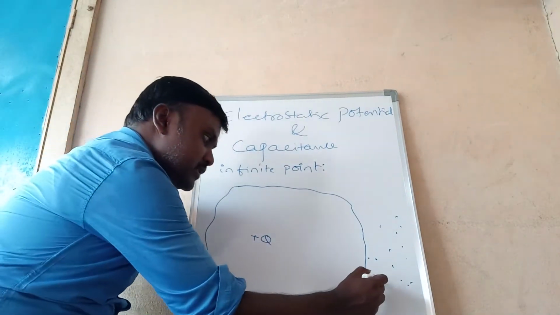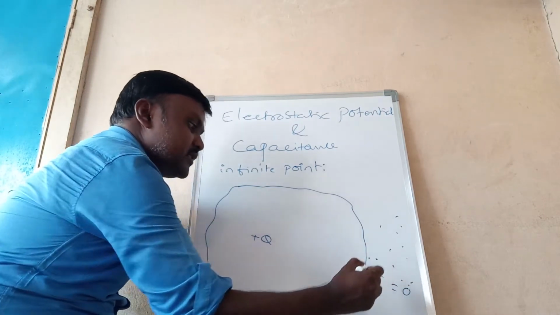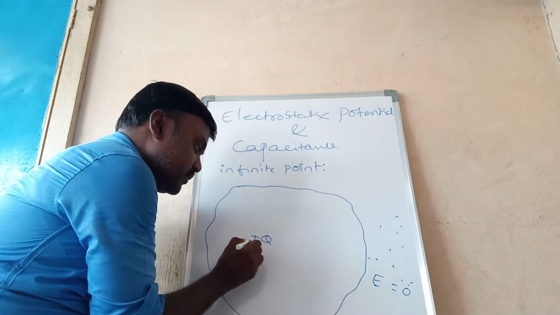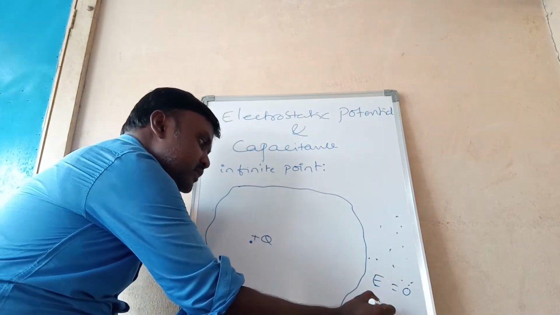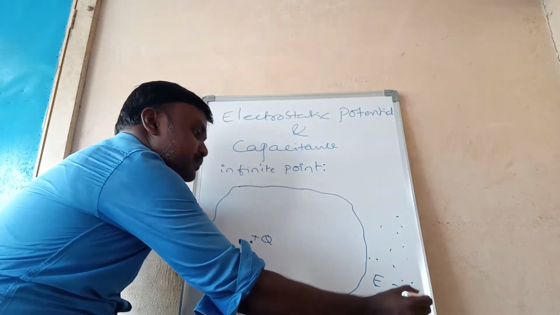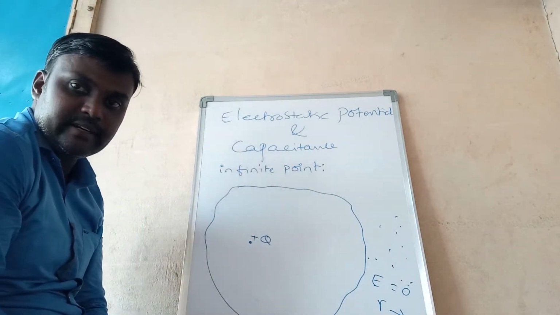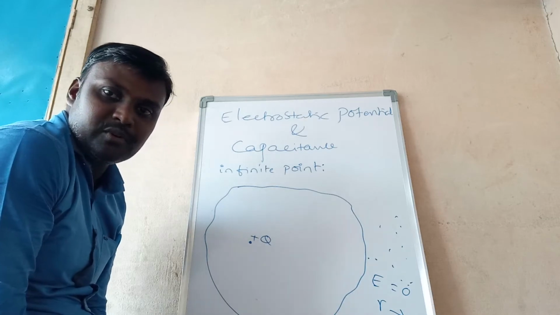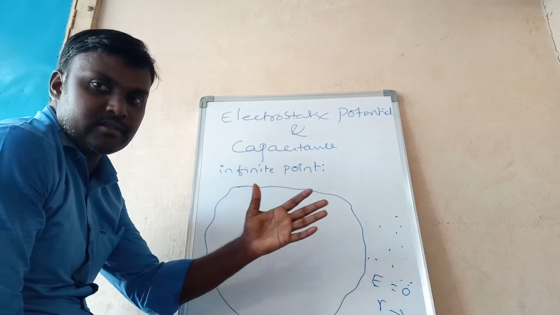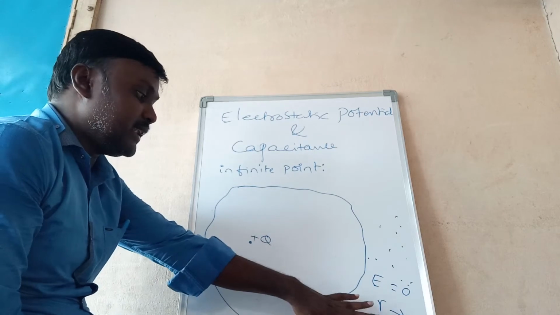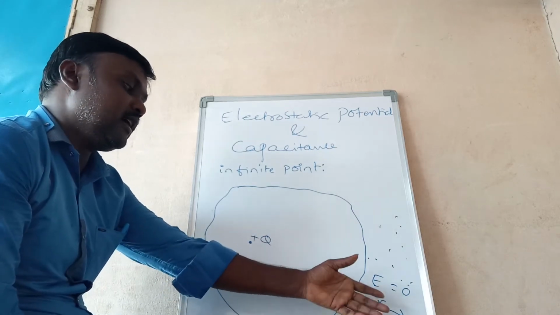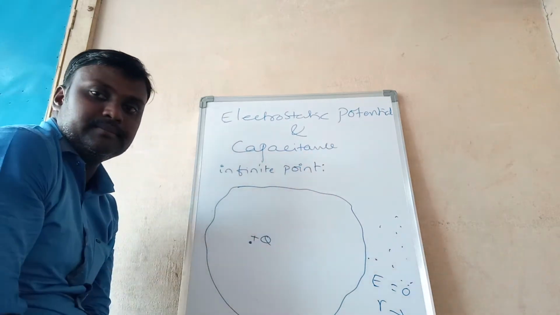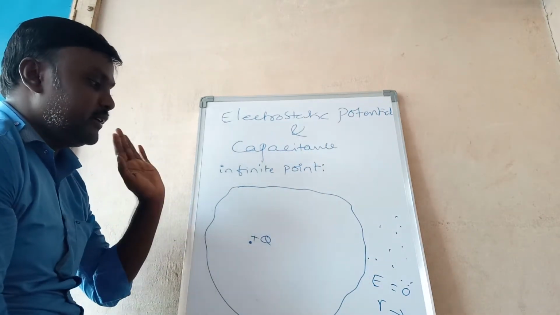At infinite points, electric field is equal to 0. And the distance from here to this point is r equal to infinity, r tends to infinite distance. That means, don't think that it is not a measurable one; it is a very long distance, beyond this electric field, and this r is called the distance, and that is infinite only. Okay, this is about the infinite point.